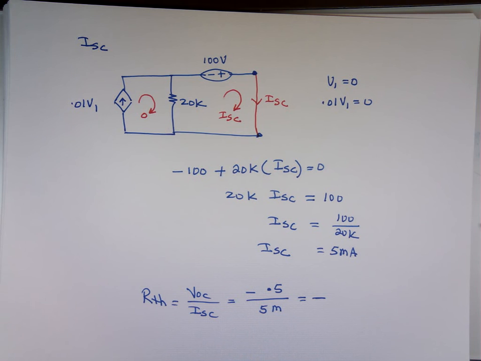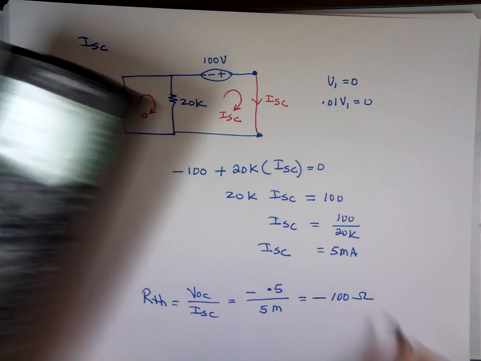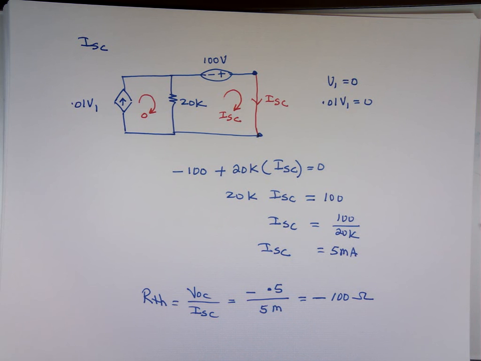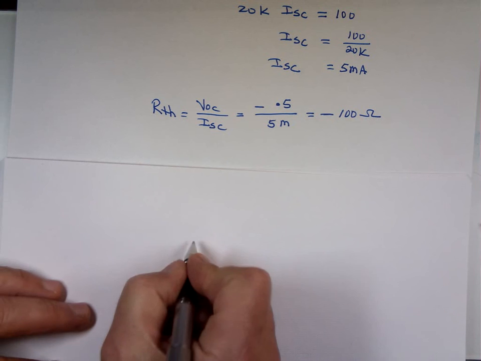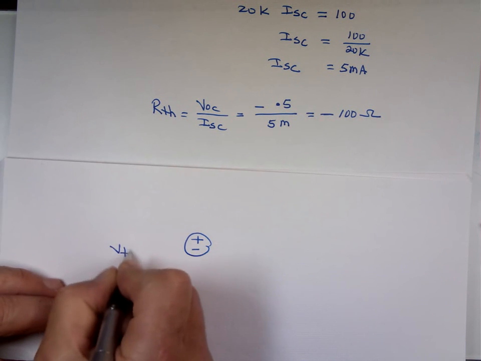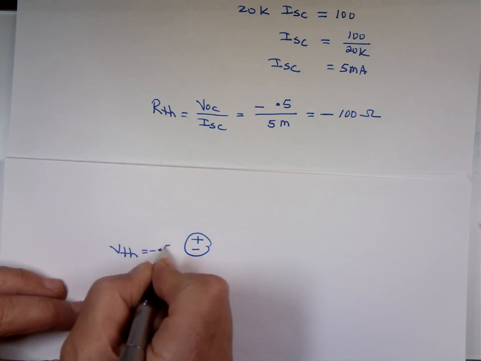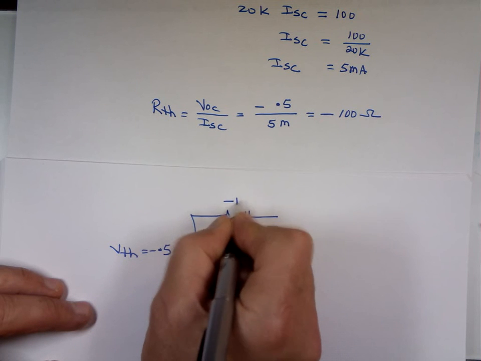E to the power of negative 3. Where's EE here? Somewhere I can't find the EE. Oh, EE, negative 3. And that's 100 ohms, roughly. So when I look at my Thevenin equivalent circuit for that, it's a V Thevenin of negative 0.5 in series with a resistor of negative 100 ohm.